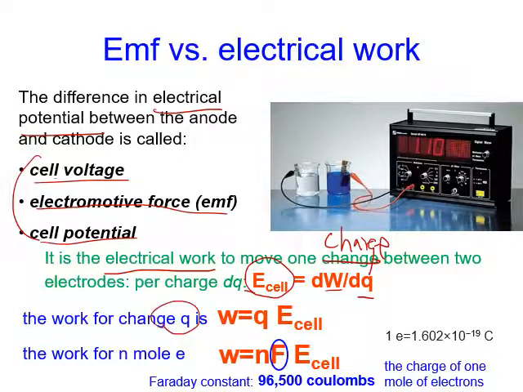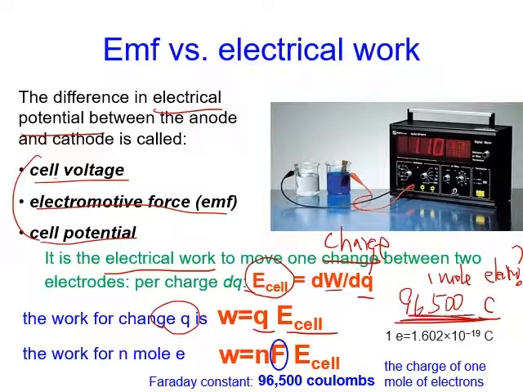So if you have charge Q, then the work should be Q times E cell. So how much work is done for moving one mole of electrons? To do that, you need to know the charge of one mole of electrons, and that equals 96,500 coulombs. Coulomb is a unit of charge. This is the charge for one mole of electrons, and this number is called the Faraday constant, F. Therefore, if you move n moles of electrons, the total charge is the number of moles n times the Faraday constant. And then you multiply by E cell, and that is the total work for moving n moles of electrons.